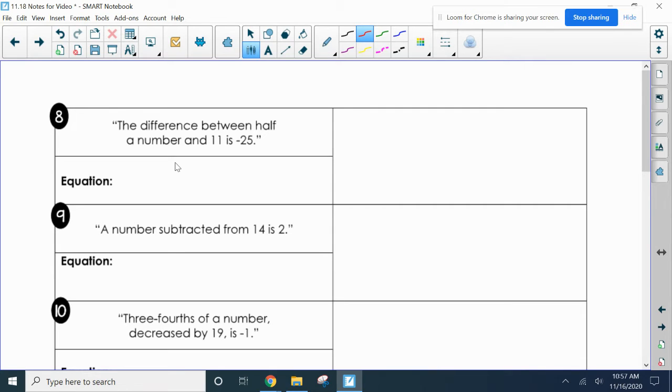So in the first one, I have the difference between half a number and 11 is 25. So I have difference. That tells me subtraction. I have half a number. That tells me I have half, so we're dividing by 2. So you could say n divided by 2 or n times one half. Well, they're the same thing. And 11.